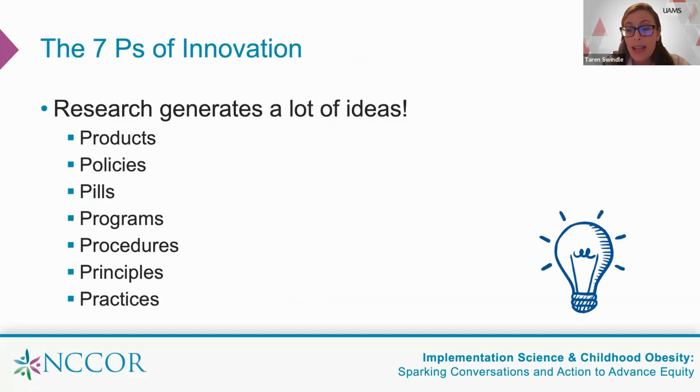And so in implementation science, we are looking to implement a lot of innovations. And so these are the 7 Ps we often use to describe what those are. So products, policies, pills, programs, procedures, principles, practices. You can probably find yourself in that list. You've probably created or tried to implement one of those in your own work. And so that's what implementation science seeks to do, is get these things into practice. There's also some key terms that we're going to look at on the next slide.